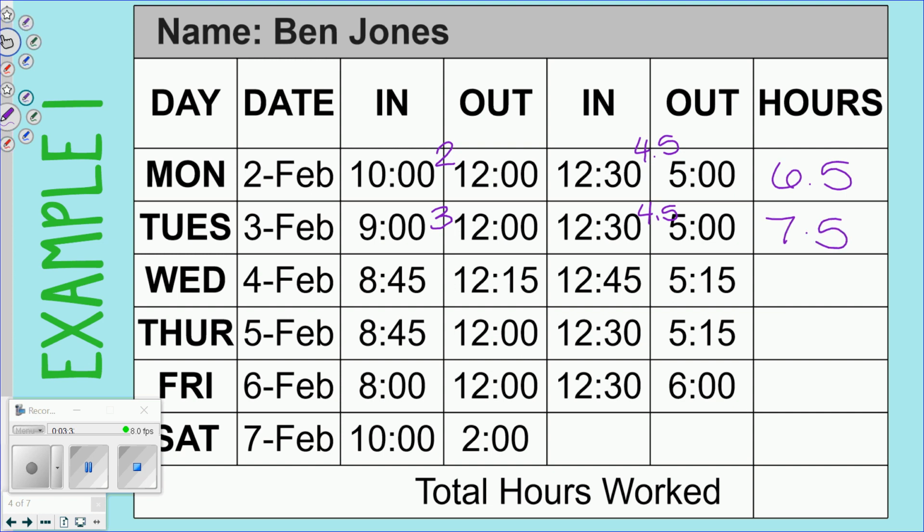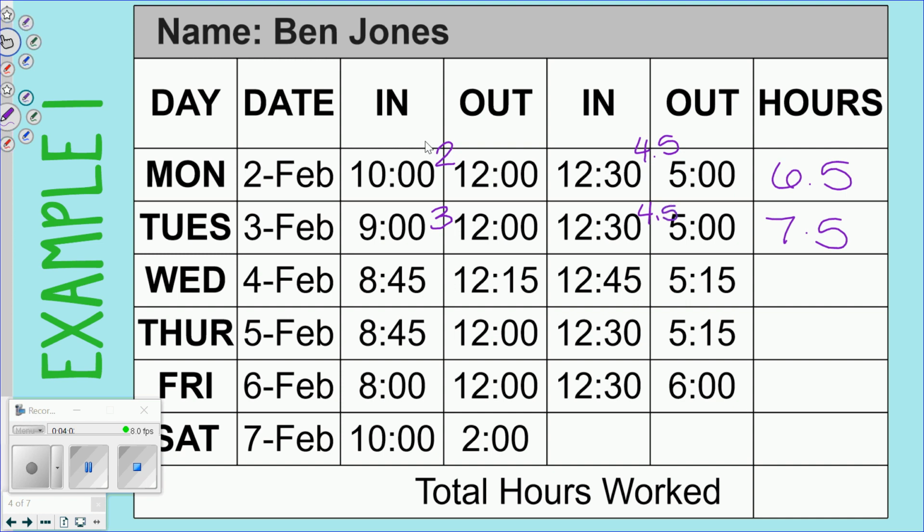All right, those are not the ones that typically trip people up. It's where you give me the 45s and the 15s and things like that, where people get tripped up. So Wednesday, 8:45 to 12:15. Now, there's a couple ways. Some of you can probably look at that and think, all right, there's a quarter to get to 9, and then 9 to 12 is 3, and then another quarter.